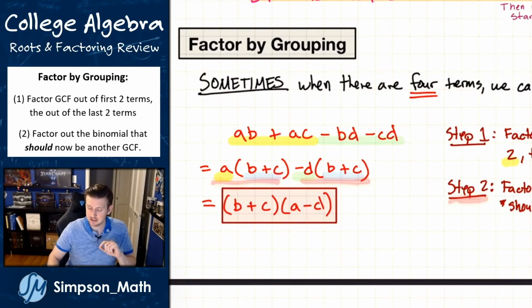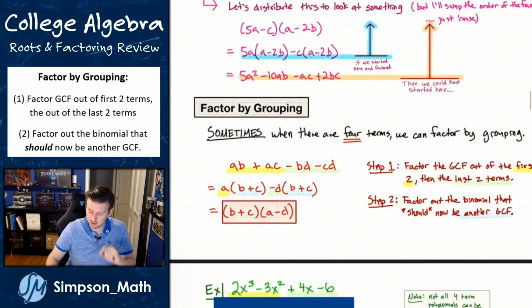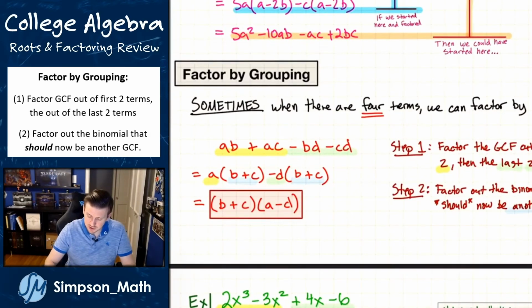So step 2 is to factor out the binomial that now should, not will, should be another GCF. So just notice, if this D was, let's say, Z, something completely different, would this have worked? No, there wouldn't have even been a common, other than a negative, there wouldn't have been a common GCF here, and these things would not have looked the same. So we are under no impression that we are guaranteed that just any 4 random terms that this will happen. So it's certain 4 terms.